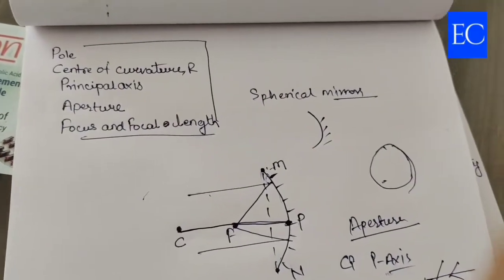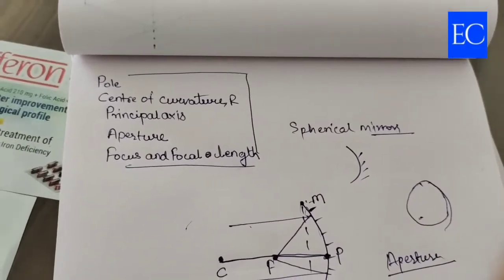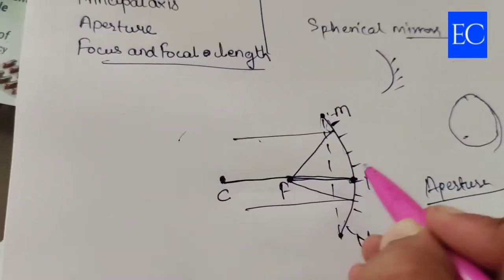And focal length, you might have guessed by now what it is. Focal length is the distance between F and P. This is called the focal length.